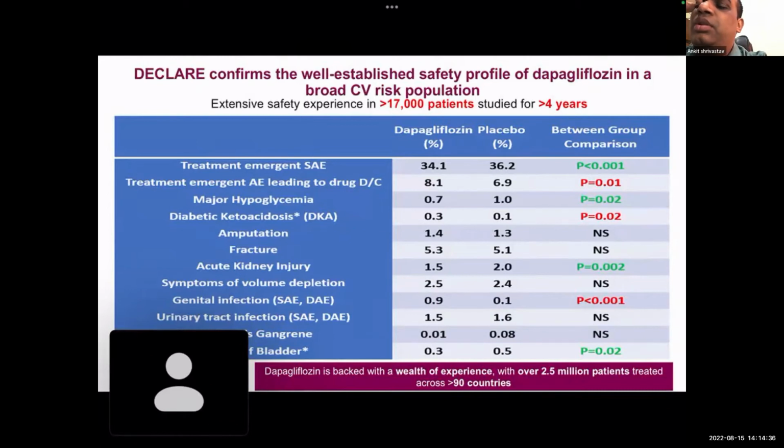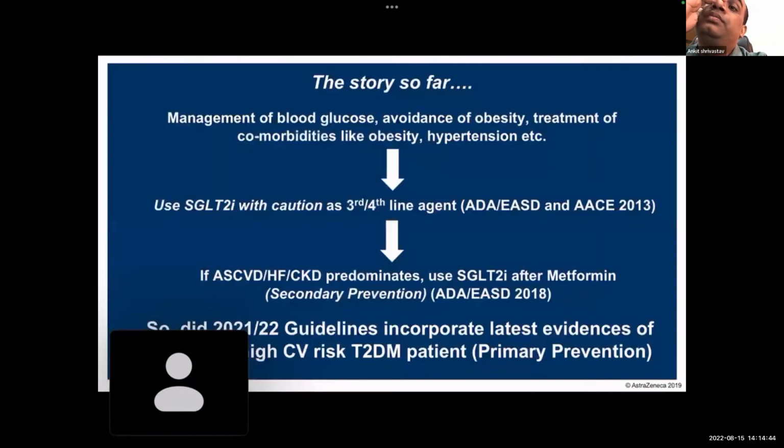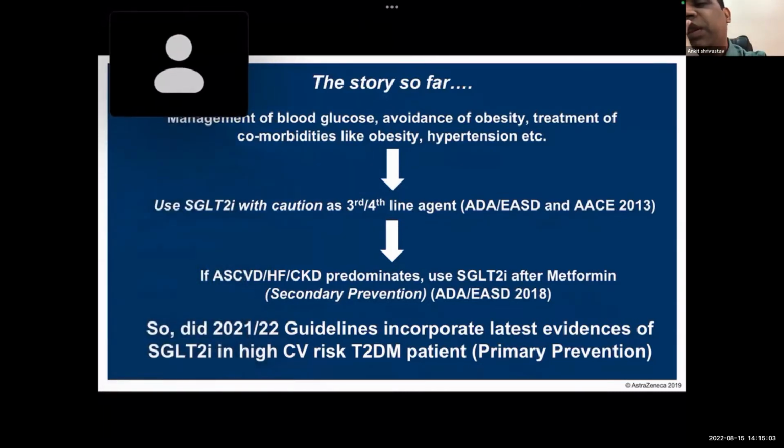Dapagliflozin is backed with a wealth of experience, with over 2.5 million patients treated in more than 40 countries. So if you look at the story so far: management of blood glucose, avoidance of obesity, treatment of comorbidities like obesity and hypertension, use of SGLT2 inhibitors with caution as third, fourth line agents. If atherosclerotic cardiovascular disease, heart failure, or CKD predominates, use SGLT2 after metformin.